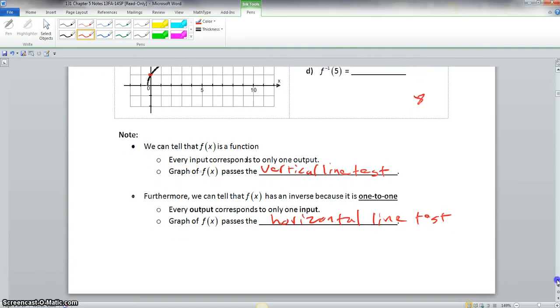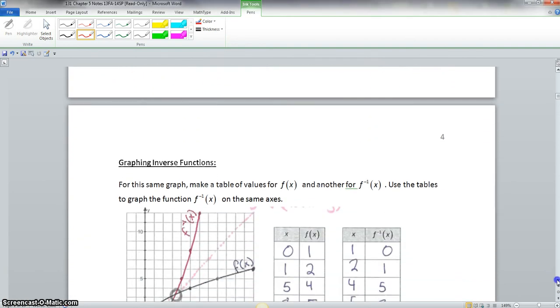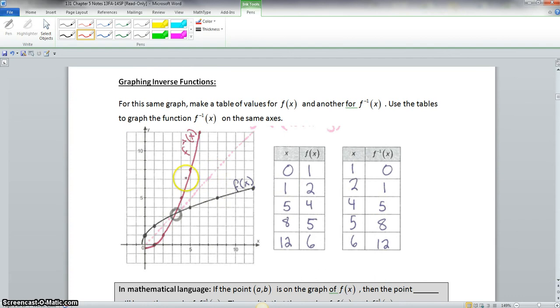Now we scroll down. It says here, graphing inverse functions. For the graph, make a table of values of f of x and another for the inverse of f of x. Use the tables to graph the functions f of x and f inverse of x on the same axes. Now if you notice here, I have already filled this out and even graphed it. That's because everything was jumping. So we're going to talk about this.